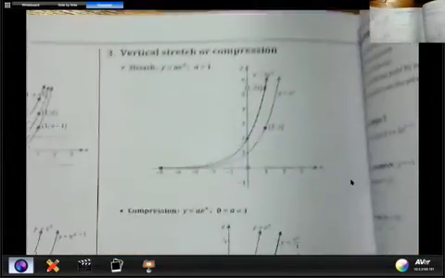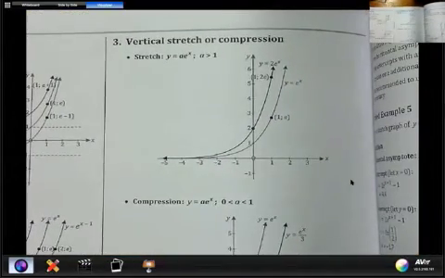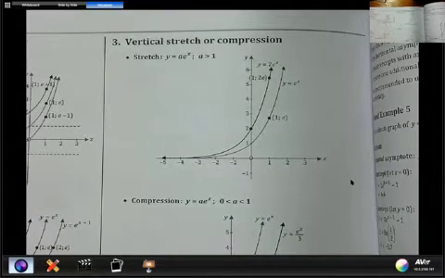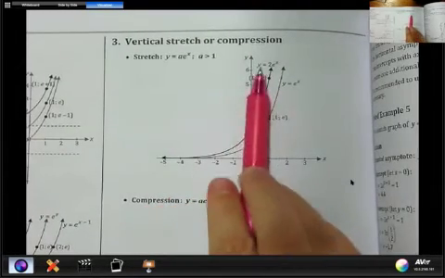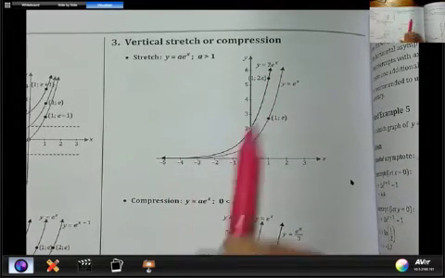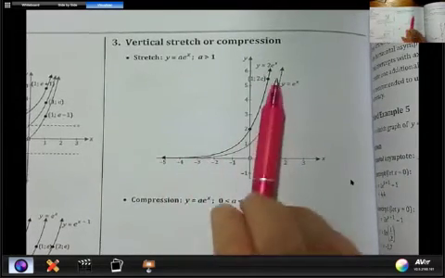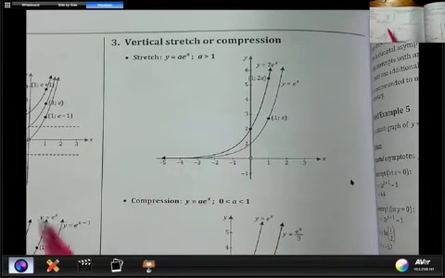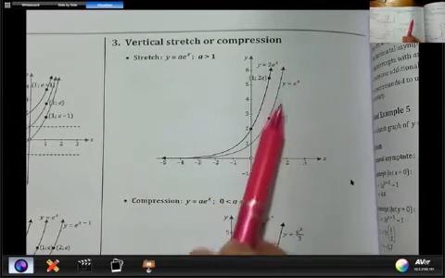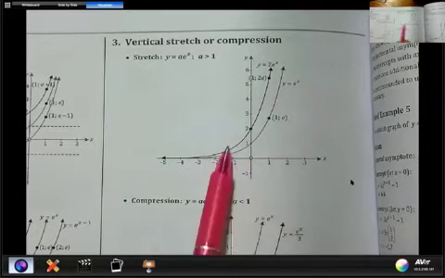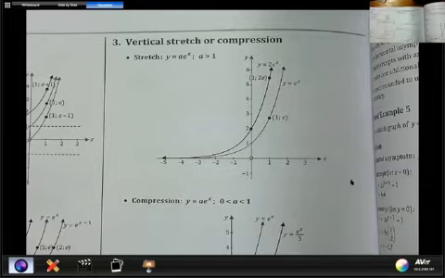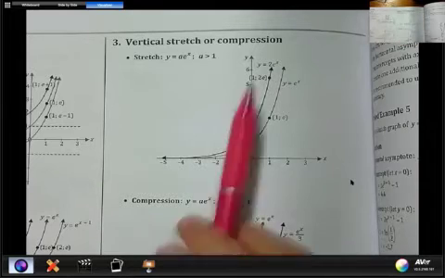Now we just have our vertical stretch or compression, which is what happens when you have an a value that is different from 1. So if your a value is bigger than 1, for example, here we have y equals e to the x, and here we have y equals 2e to the x, that actually makes your graph steeper, because all of the y values are now being multiplied by 2. So they will all actually be bigger. That is why the graph is steeper.